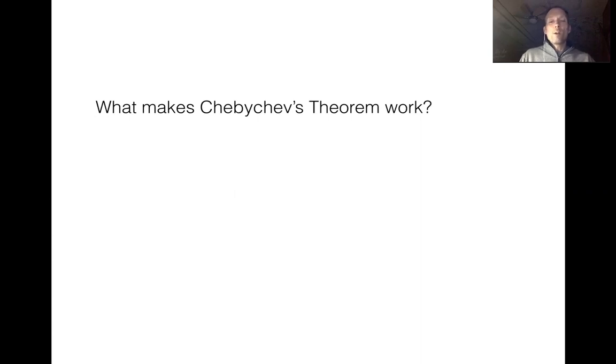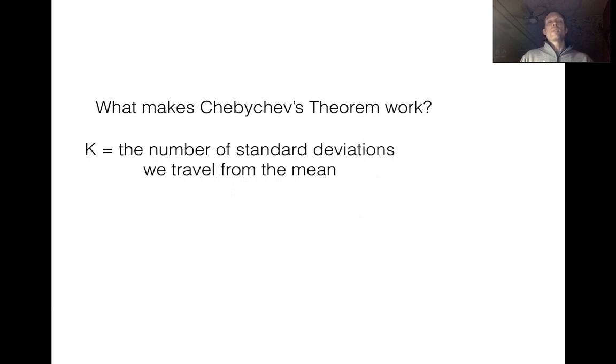What makes this theorem work? The answer is, the guy that invented it came up with this proportion. He said, if we let k equal the number of standard deviations that we travel from the mean, and we put it in this proportion, 1 minus 1 over k squared, once you plug k in, you're going to get a decimal. You can interpret that as a percentage. Like if k is 2 standard deviations above and below the mean, you solve and that gives you a value of 0.75, which translates into 75%.